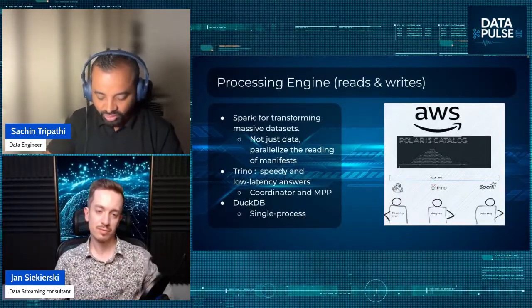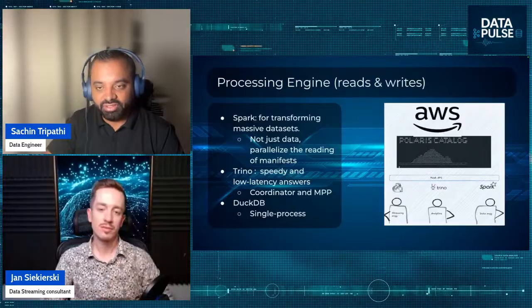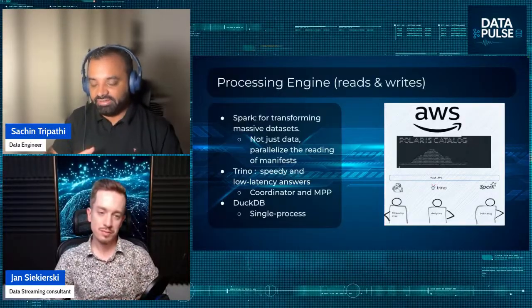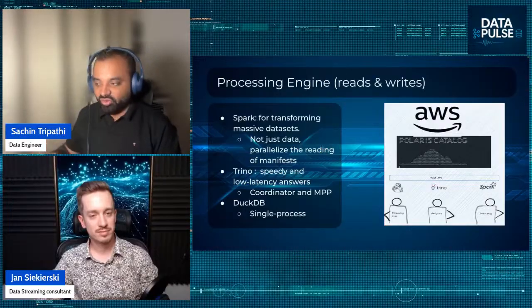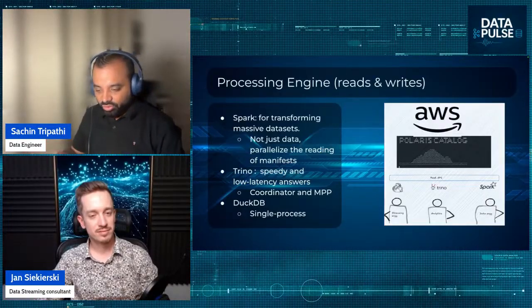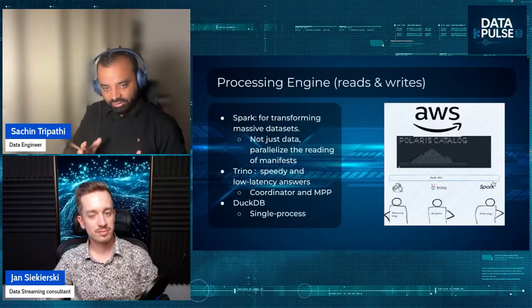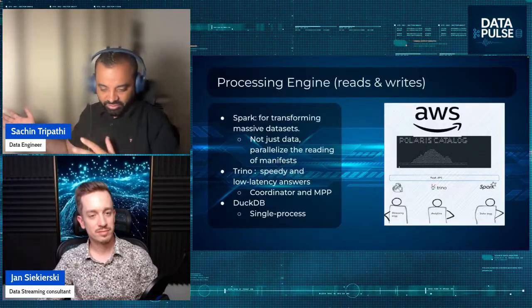Yeah. We can talk about processing engines. So there are three engines. There are many, but let's focus on these three right now because they cover the whole breadth and depth. One is Spark, the other is Trino, and then we have DuckDB.